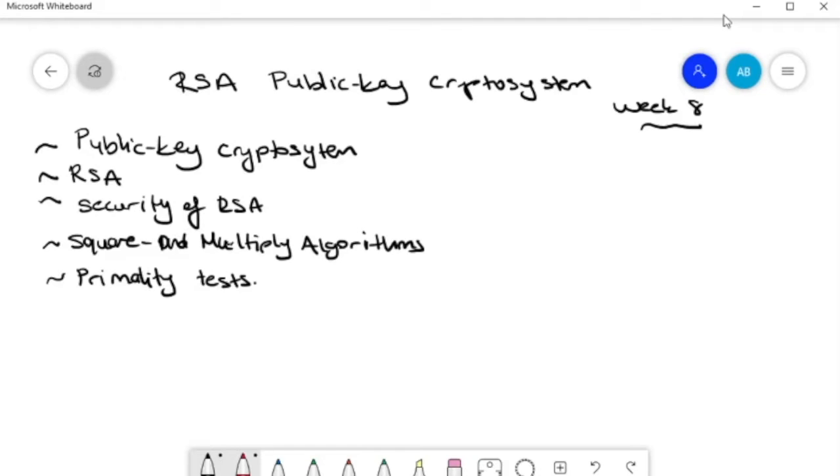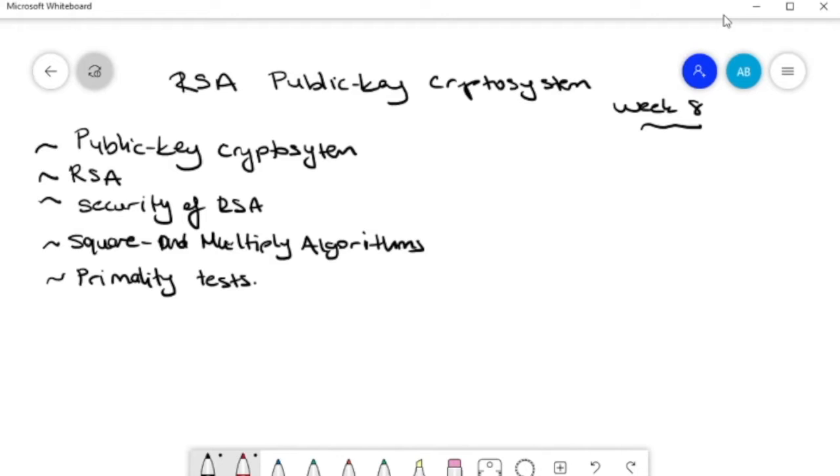Hello. Today we will continue with public key cryptosystem, which is the most famous one, RSA. First of all, I will list what we are going to do today. I will make a brief introduction of public key cryptosystem. Then I will explain what RSA is, what is encryption, what is decryption, what is key generation in RSA. Then I will briefly mention the security of this scheme.